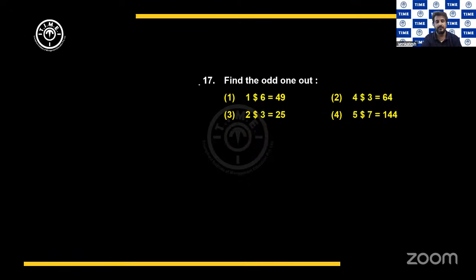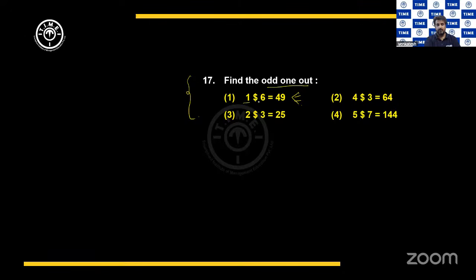Again, this is a new kind of question type. Find the odd one out. Directly it is not given, indirectly it is given. So first we have to crack the logic. After cracking the logic, you have to check the odd one out rule. Three should be similar, one should be different from that.